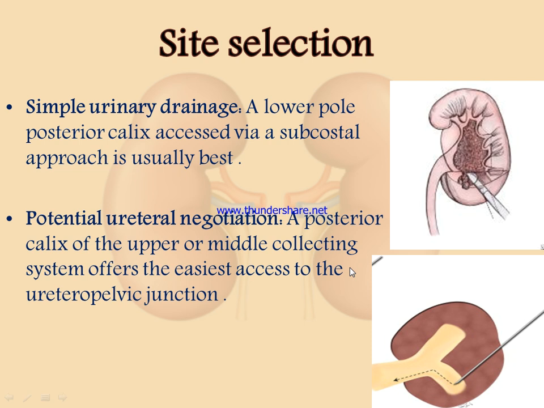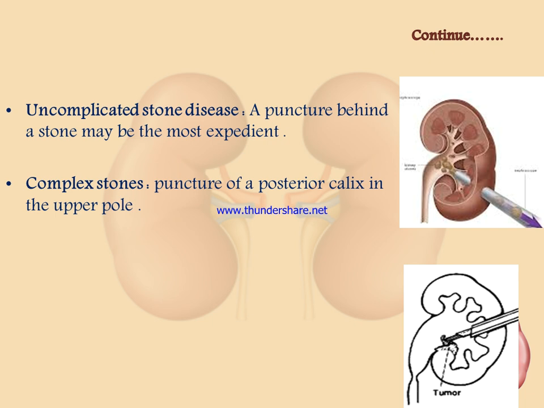In case of simple urinary drainage, a lower pole posterior calyx accessed via a subcostal approach is usually best. In case of potential ureteral negotiation, a posterior calyx of the upper or middle collecting system offers the easiest access to the ureteropelvic junction. In uncomplicated stone disease, a puncture behind the stone may be the most expedient. If the patient has a complex stone, then we puncture a posterior calyx in the upper pole.